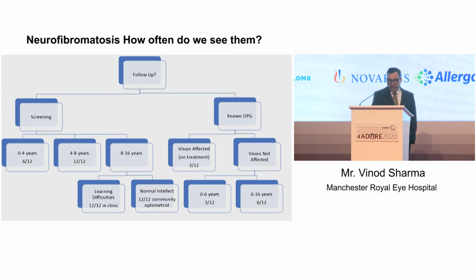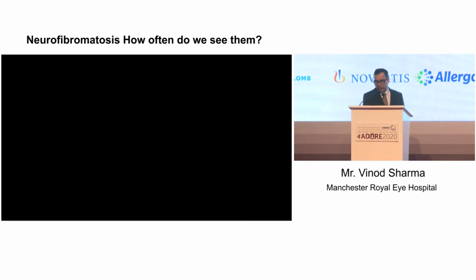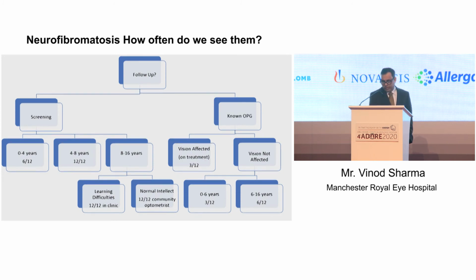Between 4 and 8, I see them annually if it's just for screening. If they're over 8 and have a normal intellect, I discharge them to community optometry. Whereas if they have learning difficulties and children do not cooperate very well in the community, I keep them in the clinic till they turn 16 and then hand them over to the adult side. But if they have a known OPG found on scanning and their vision is affected, so they are on chemotherapy, I see them every 3 months. If the vision is not affected but they have a known OPG, until they're 6, I see them every 3 months, and over that I see them every 6 months.